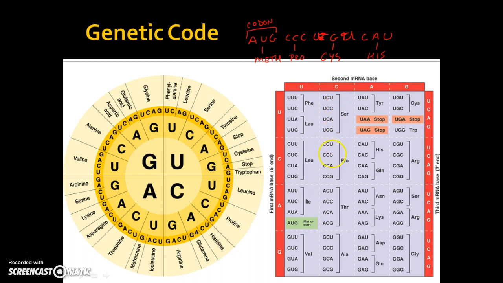Sorry about that. Another C. This would be proline, and we put proline up here. UGU, we've got a U, a G, and then a U, that would be cysteine, and then CAU is histidine. Alright, so we can use either chart, and I will give you both. Whichever makes more sense to you, you can use.